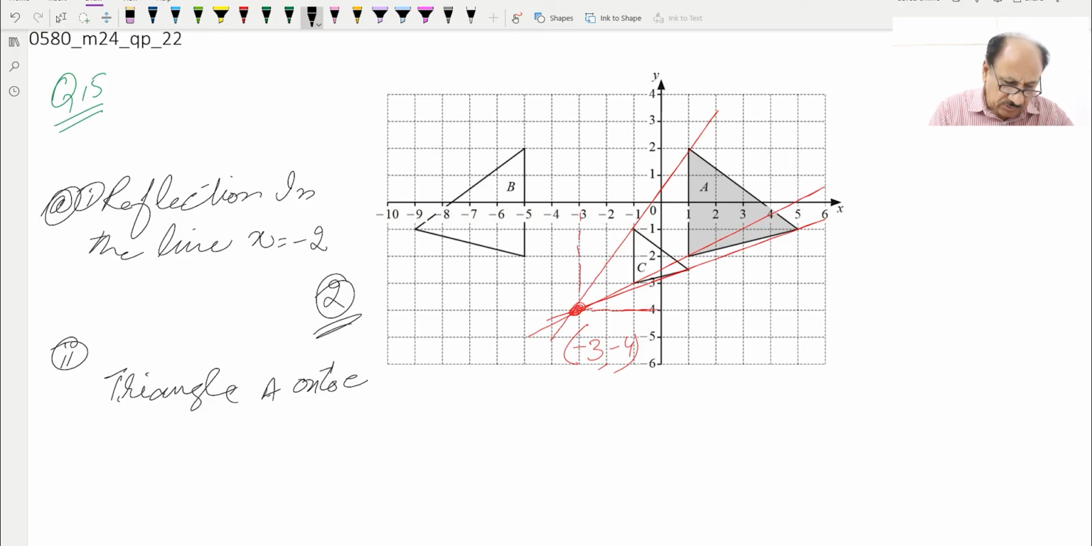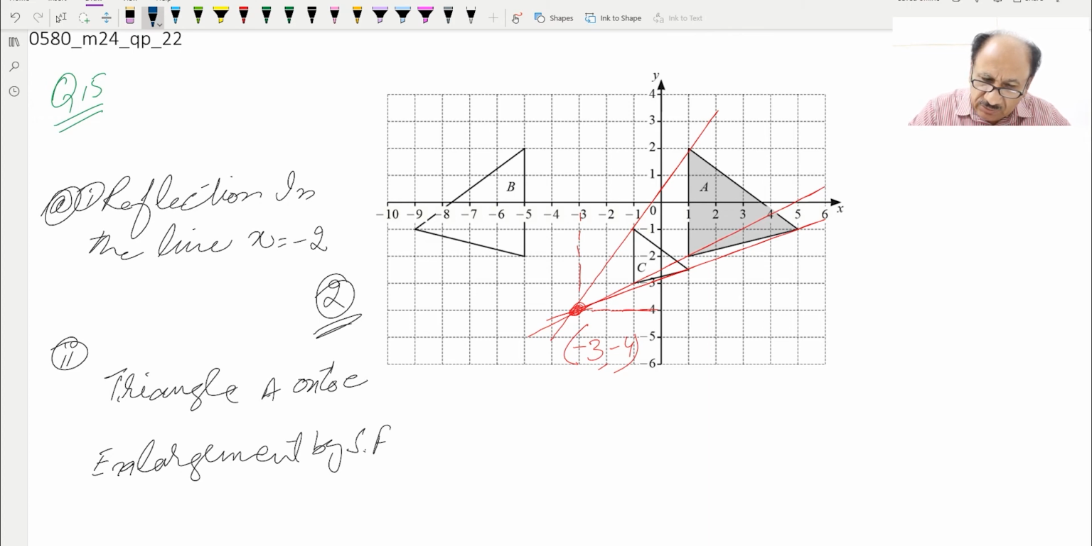So our answer will be that it is an enlargement by a scale factor. To check the scale factor, we can check this height. This side of the triangle is 1, 2, 3 and 4 units, whereas this triangle is having 1, 2 units. So the scale factor will be 1/2. And the center will be -3 and -4. So these 3 things you need to mention: you need to give the scale factor, you need to write the enlargement, and then you will have to write the center of enlargement as well.